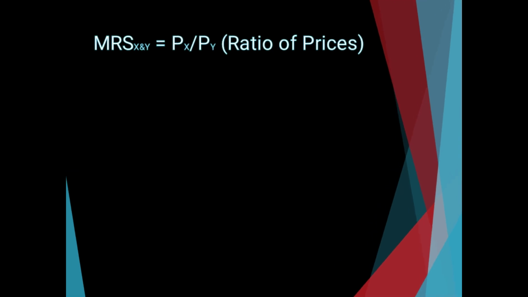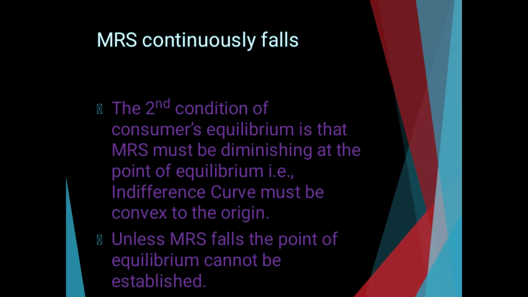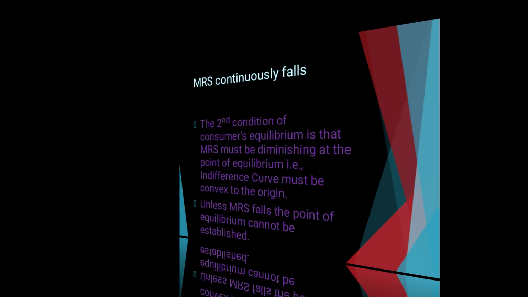There are two conditions that must be satisfied before the consumer reaches the satisfaction level. Number one, the marginal rate of substitution of X and Y is equal to the ratio of the prices of X and Y, that is, price of X upon price of Y. The second condition is that MRS must be continuously falling, that is diminishing at the point of equilibrium, so the indifference curve must be convex to the origin. Unless MRS falls, the point of equilibrium cannot be established.